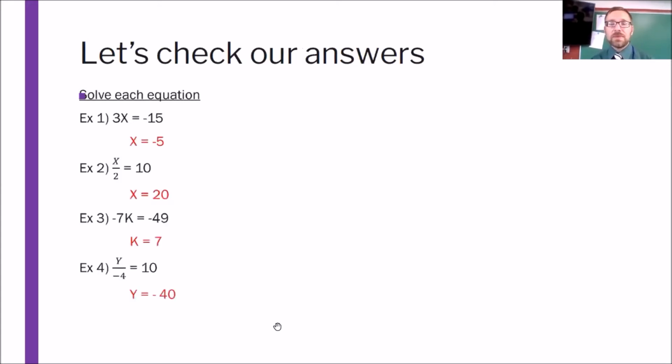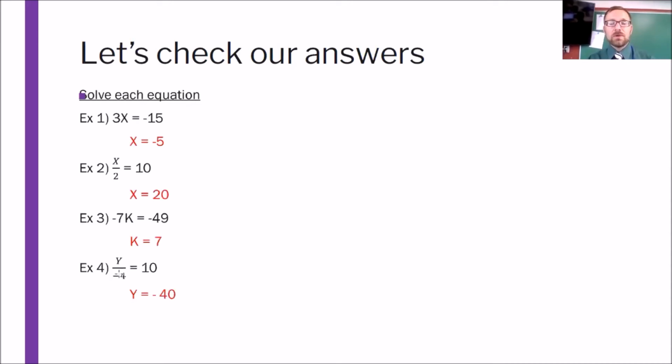Here are the answers. Welcome back. You can see that on number 1, you would divide both sides by 3 to get negative 5, because negative 15 divided by 3 is a negative divided by a positive, so it equals a negative. The next one, you multiply by 2 on both sides to get 20. On number 3, you divide by negative 7. So we have a negative divided by a negative, which is a positive. So that's how we get positive 7 for K.